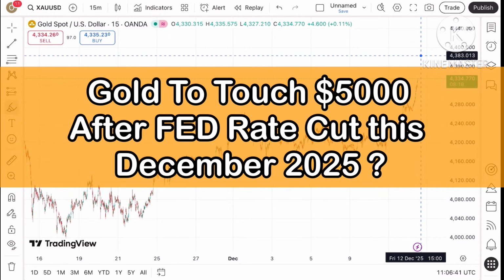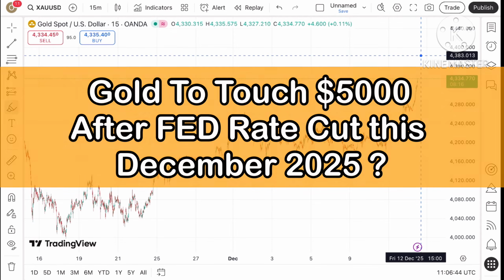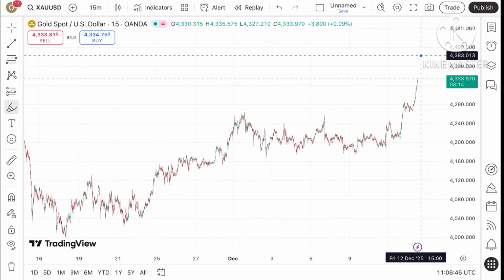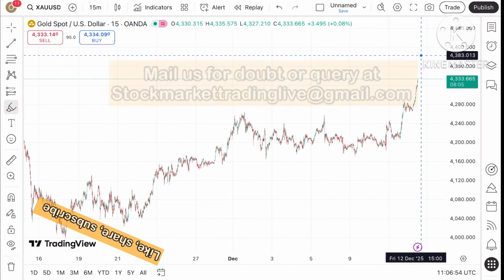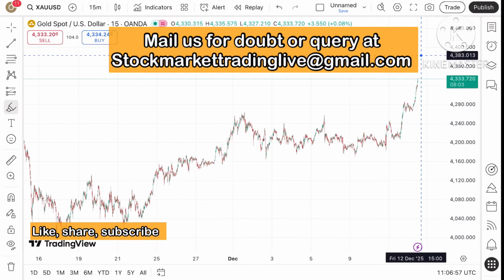So today we'll be looking at gold XAU USD for next week's price action, and we'll go through multiple time frames: 15 minutes, 2 hours and daily time frame, and finally the weekly structure, so you know exactly how to prepare your trade. Now look at this particular chart.